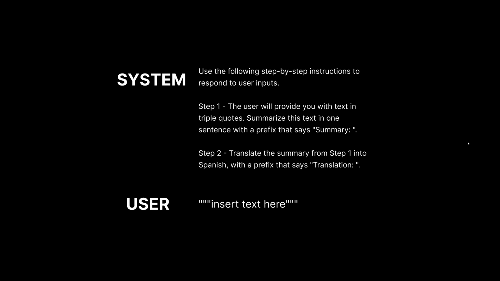Step number 1, the user will provide you with text in triple quotes. Summarize that text in one sentence with a prefix that says summary. And step 2, translate the summary from step 1 into Spanish with the prefix that says translation.